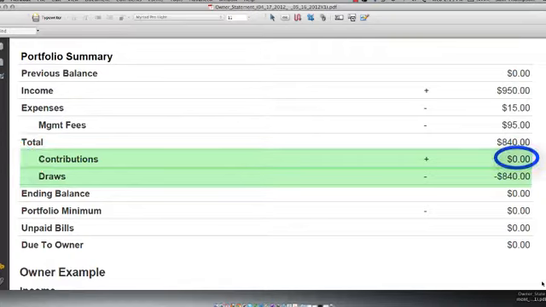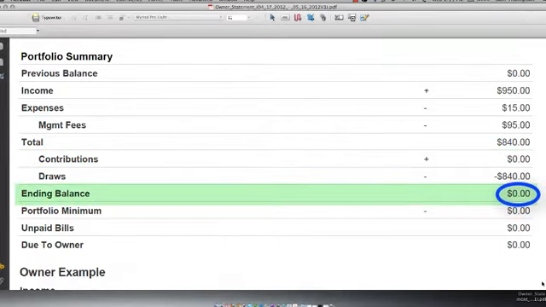In this example, there were no contributions, but the owner was sent the total balance of their account after expenses, $840, bringing their account to an ending balance of $0, which is the next line in the portfolio summary.